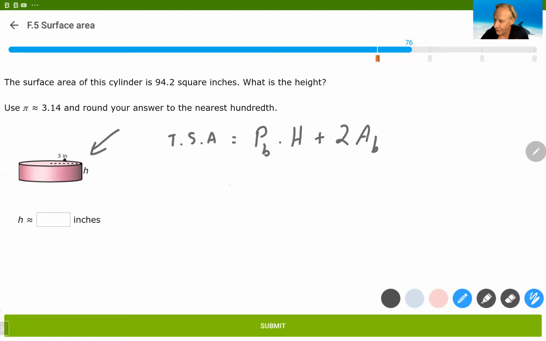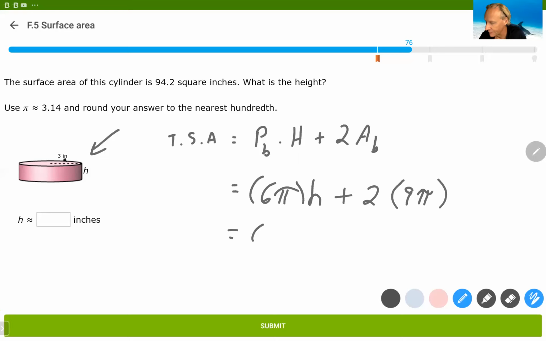A more specific formula is the perimeter of the base is actually the circumference, which is pi times the diameter. That's 6 pi. So 6 pi. I'm taking the diameter times pi times the height. Now this time they gave me a little h for the height of the cylinder, plus 2 times the area of the base, and it happens to be the area of the base is 9 pi. That's pi r squared. So we have 6 pi h plus 18 pi is equal to the total surface area, which is 94.2.